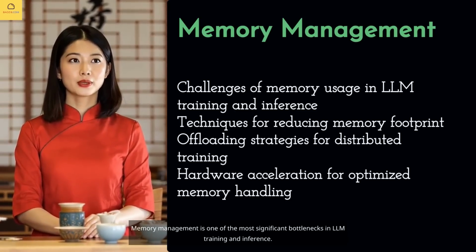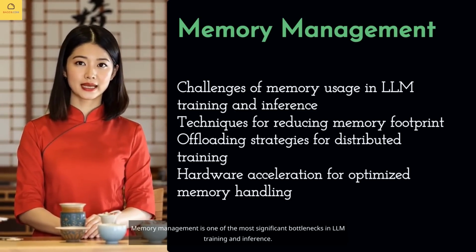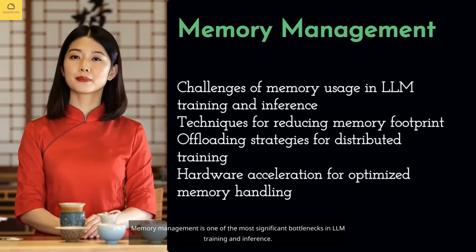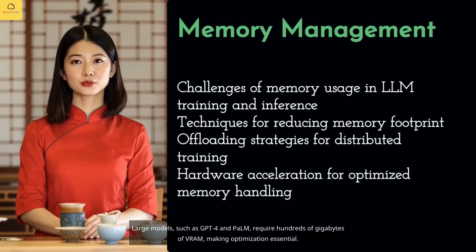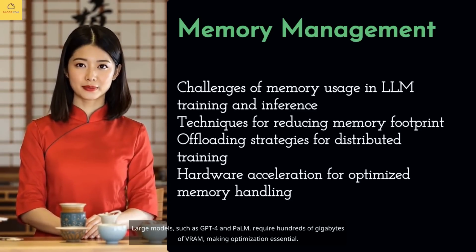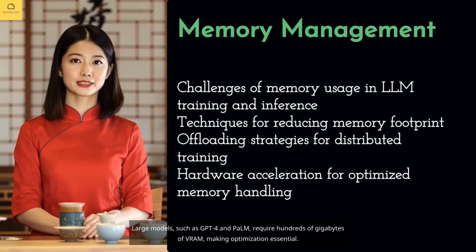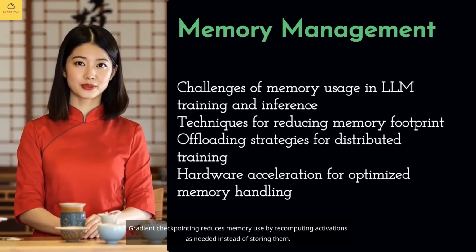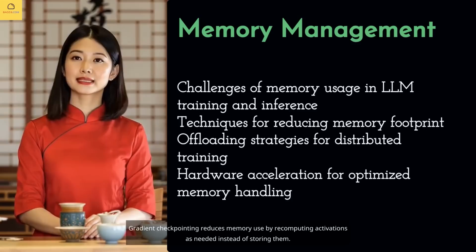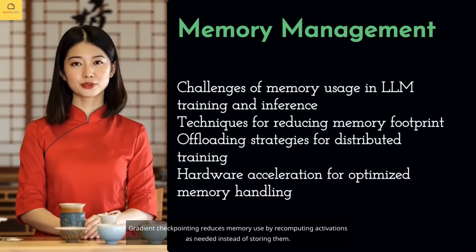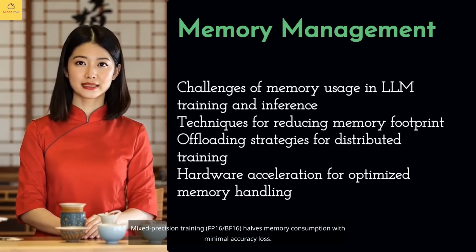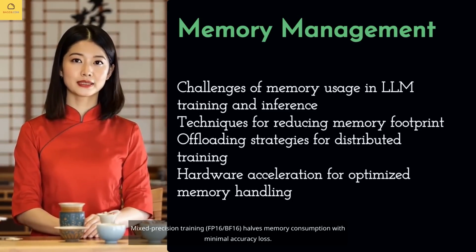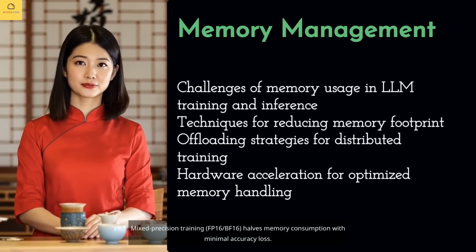Memory management is one of the most significant bottlenecks in LLM training and inference. Large models, such as GPT-4 and PaLM, require hundreds of gigabytes of VRAM, making optimization essential. Gradient checkpointing reduces memory use by recomputing activations as needed instead of storing them. Mixed precision training, FP16/BF16, halves memory consumption with minimal accuracy loss.